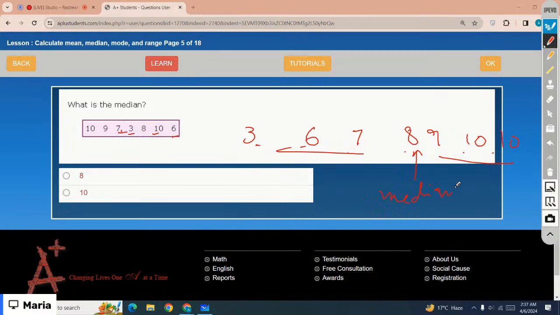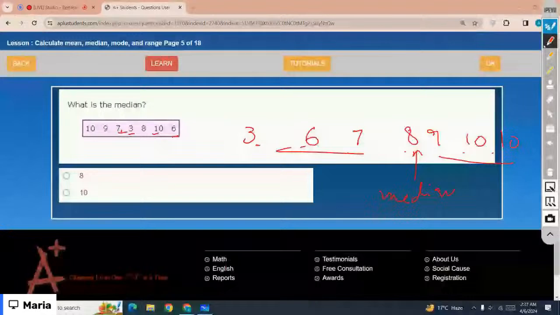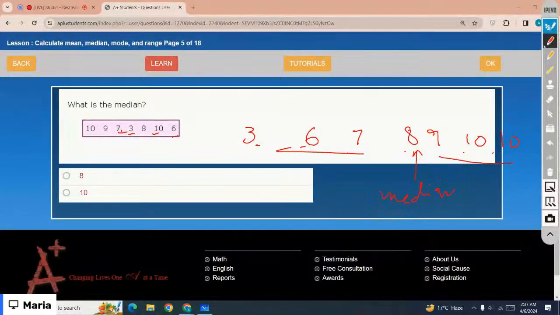The median is the number that divides the data into two exactly equal groups. Before the median, you have all the numbers that are less than the median, and after the median, you have all the numbers that are greater than the median. The median is 8. The correct option is 8.